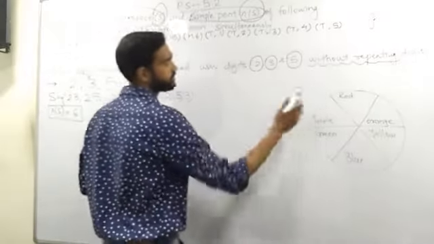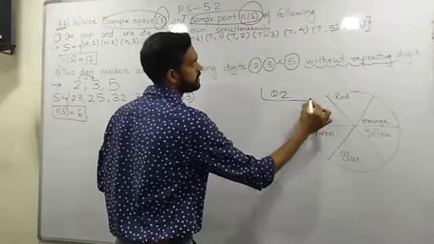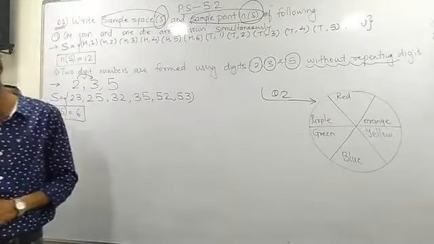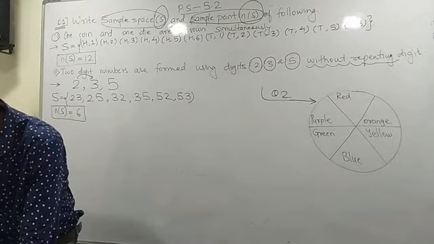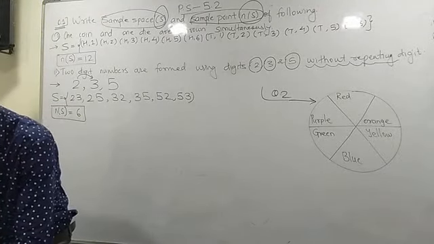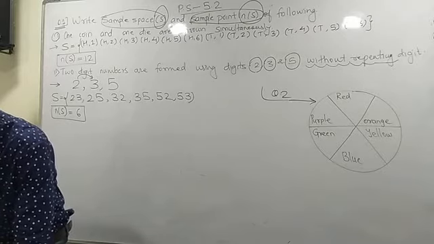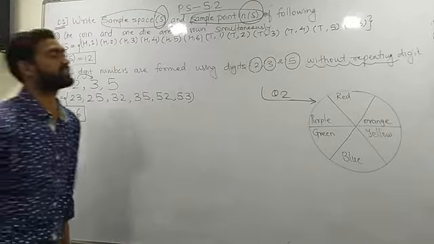Now this is your question number 2. Look in your textbook. The question is: the arrow is rotated and it stops randomly on the disc. Find out which color it may stop on. So this is a disc.